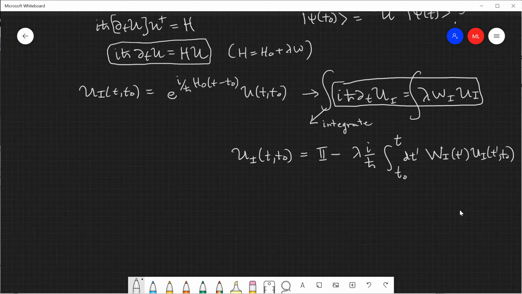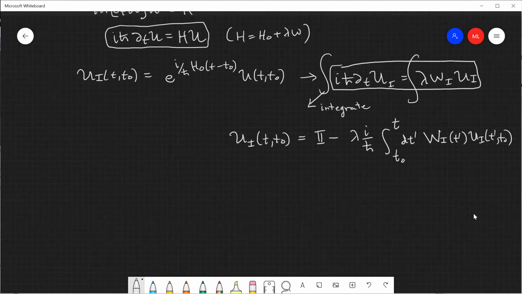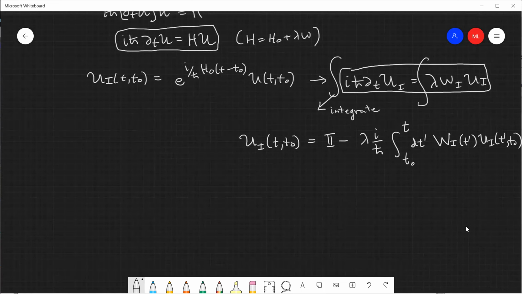So you can of course do that with any Schrodinger equation. It's just usually it's completely useless, right? Because you have a U_I over here and a U_I over here. So this is another equation you can't solve. So that's not great. But the idea is that lambda is small. So we might be able to just solve it perturbatively, order by order in lambda.